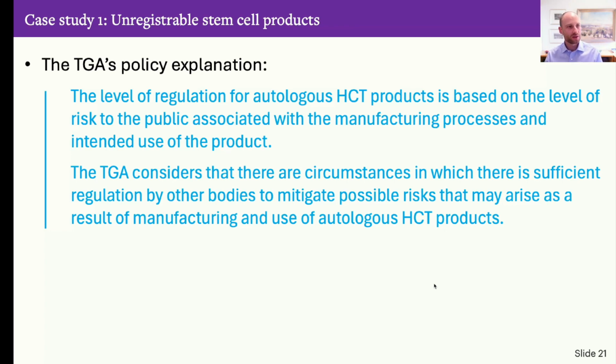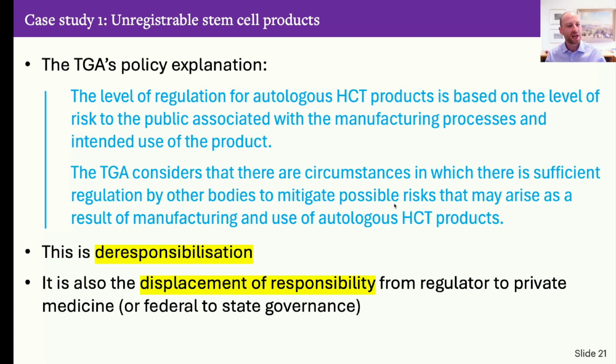The TGA's policy explanation about their decision not to regulate these so-called low-risk stem cell products is as follows. They say the level of regulation for autologous HCT products is based on the level of risk to the public. The TGA considers that there are circumstances in which there is sufficient regulation by other bodies to mitigate possible risks. So this is risk displacement, and the other body here is a hospital or a medical practitioner. This is de-responsibilization by the TGA. It's not a secret, it's not an accusation, it is just part of risk-based regulation. And we also see the displacement of responsibility from the regulator, the TGA, to the private sector, in this case private medicine, or it might be to a state government public hospital.